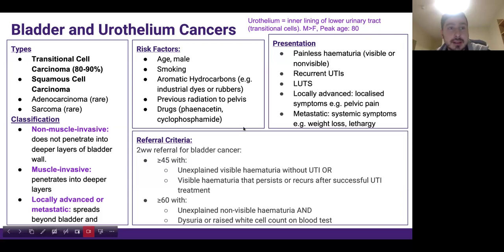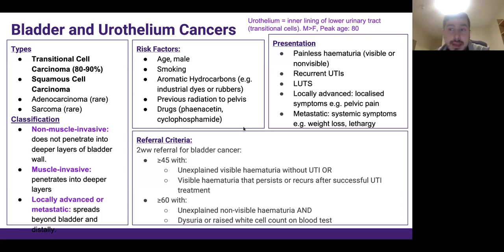So risk factors, the biggest risk factor for bladder cancer is smoking. But you might also find a discussion of aromatic hydrocarbons, so if there's an industrial picture as the occupation for the patient in the stem, that's also considered for bladder cancer. And the drug to keep in mind as a risk factor for bladder cancer is cyclophosphamide.